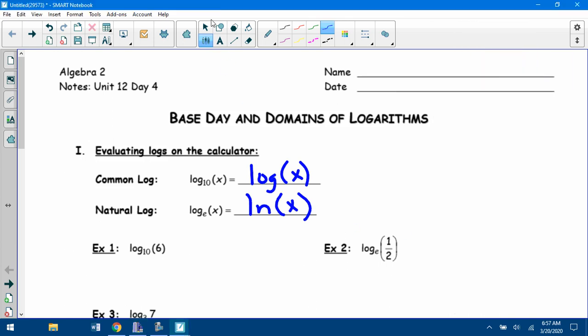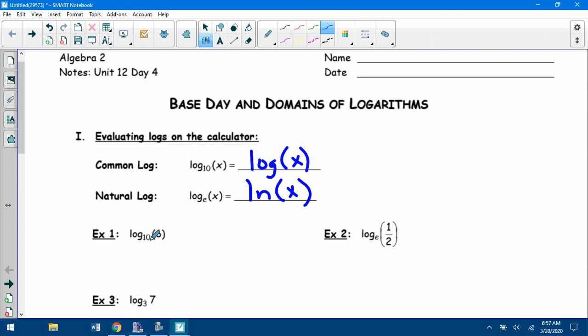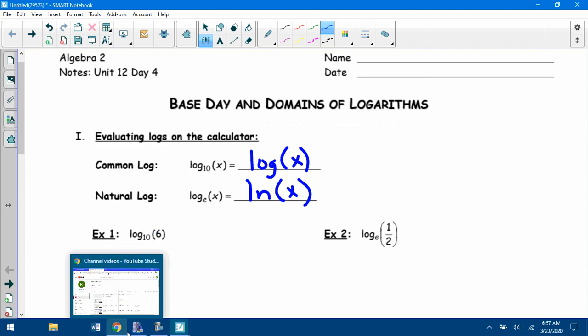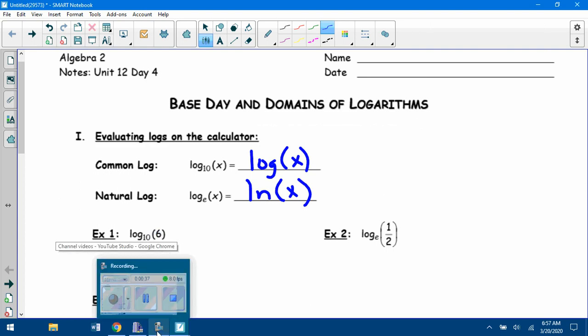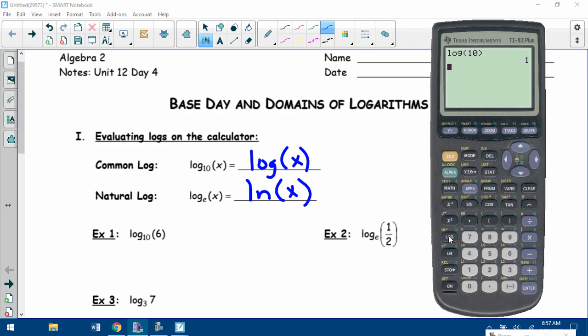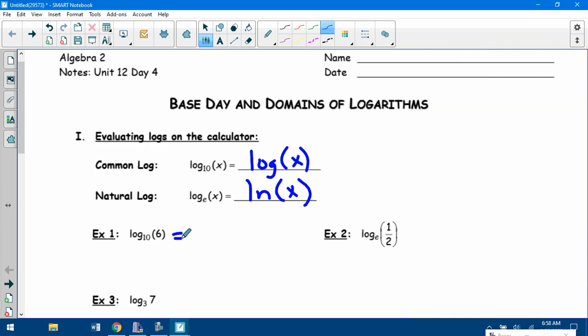So if I wanted to evaluate log base 10 of 6, if it's log base 10, I can do it on the calculator. I can just go here and I can say log. You don't need to write base 10 because it means that. So I just write log of 6 and I get 0.7782. So we would just type log of 6. It's about equal to 0.7782.